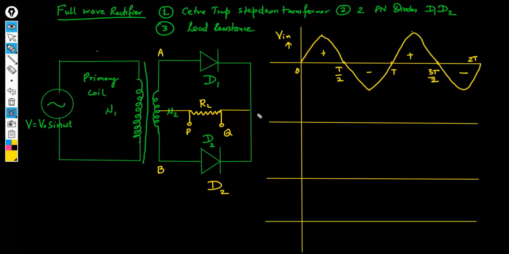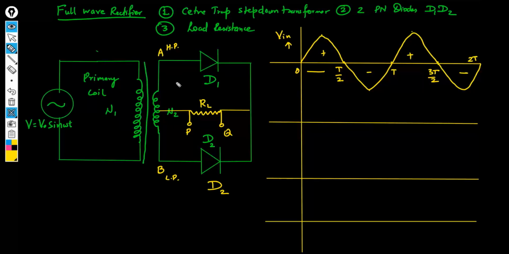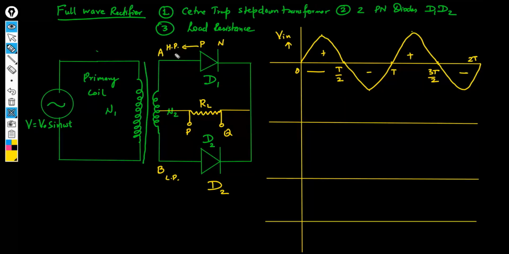Now, first of all, if I talk about the positive half from 0 to T by 2, A will be at higher potential and B will be at lower potential. Now if I talk about this D1 diode, in D1 the P is connected to the positive part, meaning higher potential, and N is at lower potential as compared to A. So D1 will be in forward bias.